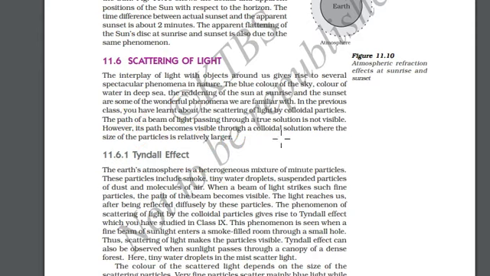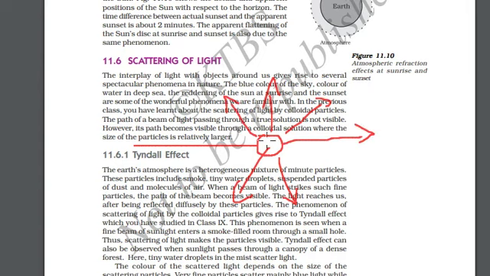Let us take a colloidal particle. When light hits the colloidal particle, it will scatter in every direction, and most of the light will pass through the colloidal particle. Here we can notice light is scattering in all directions, and also most of the light is passing through the particle. This process is known as scattering of light.